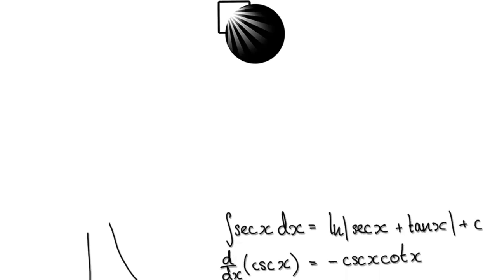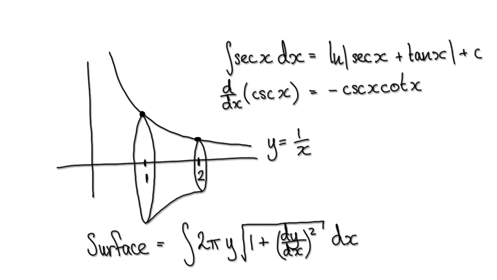Okay, let's give you guys some practice. So here's a graph of 1 over x. This is a graph of 1 over x. We're going to revolve it 360 along the x-axis. So you're going to get this surface here. Work out the area of this surface.